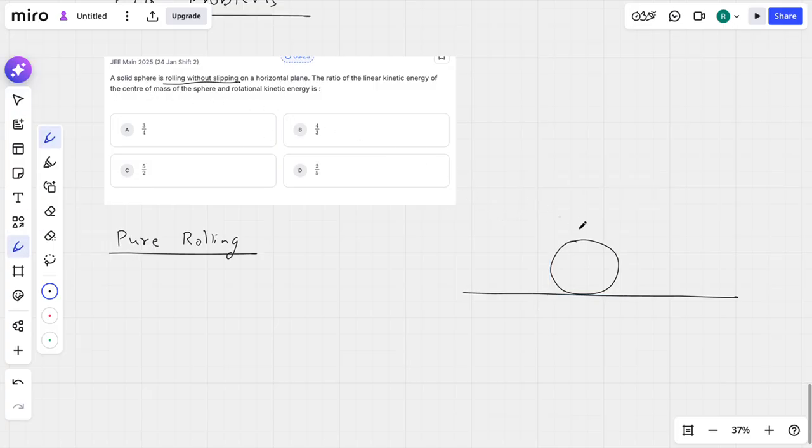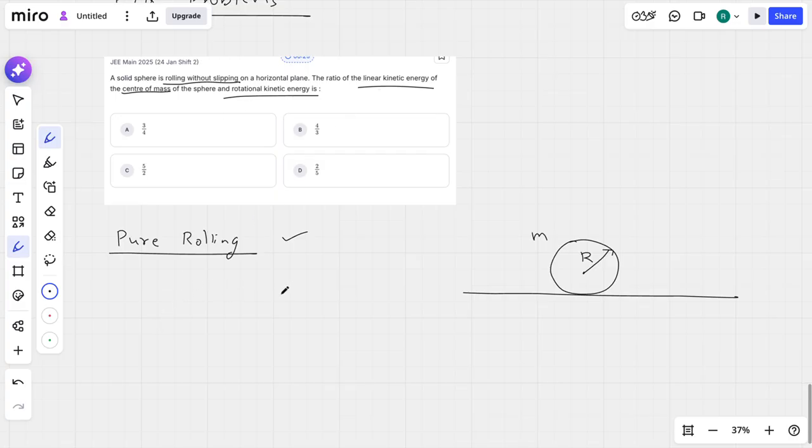Fine. So in this problem it is given that the solid sphere, let the mass of the sphere be m and the radius of this sphere be r. It is in pure rolling motion. We have to understand it. The question asked is: what is the ratio of the linear kinetic energy of the center of mass of the sphere and the rotational kinetic energy?